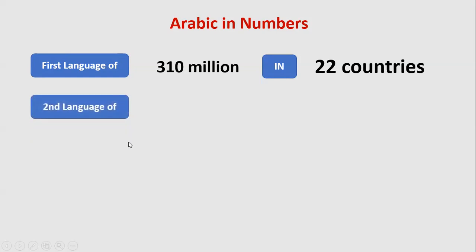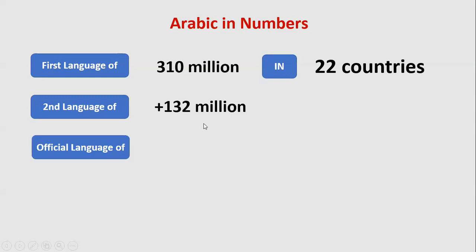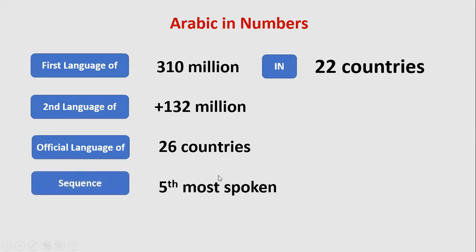Okay. Number two, Arabic is the second language of plus 132 million people in the world. Also, Arabic is the official language of 26 countries. So we have 22 countries as native plus 4 that speak Arabic as a second language. Arabic also is ranked as the 5th most spoken language in the world. I mean, as a first language.